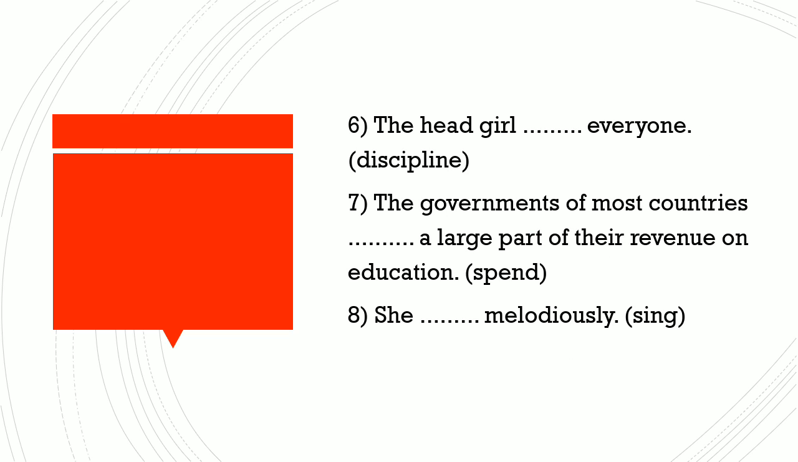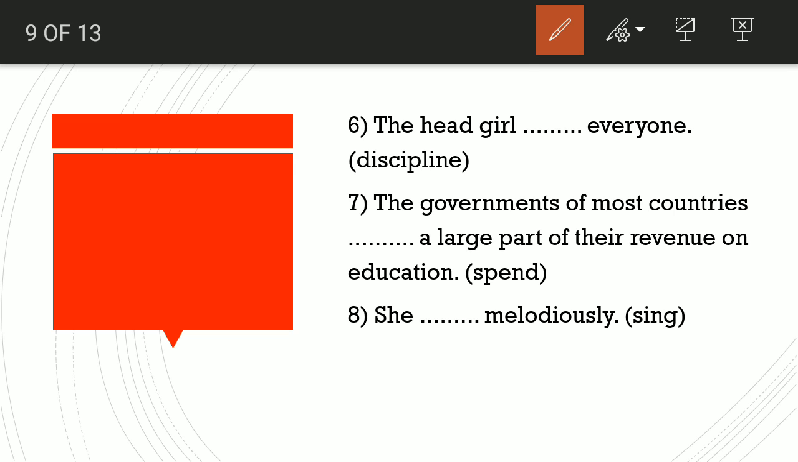अच्छा अभी और भी हैं. Sixth the head girl blank everyone. अब इसमें आप discipline use करेंगे कि disciplines you have to decide. Now number 7, the governments of most countries blank a large part of their revenue on education, whether it will be spent or spends. Decide. Number 8, she blanks melodiously. Sing या sings.